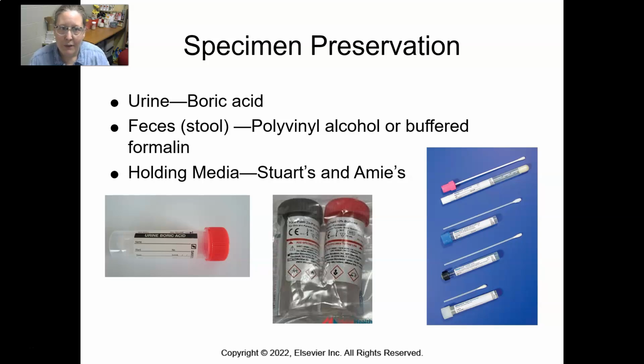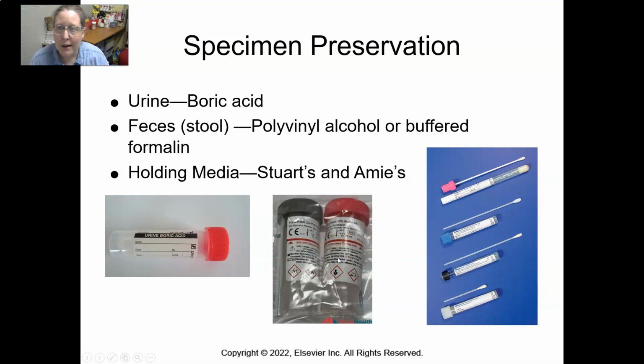Sometimes the specimen may have to be preserved. For urine, we can use boric acid, if the testing is going to be delayed, and it needs to be sent maybe to a reference lab or something like that. For feces or stool, the polyvinyl alcohol buffered formalin is used. These look like this right here.